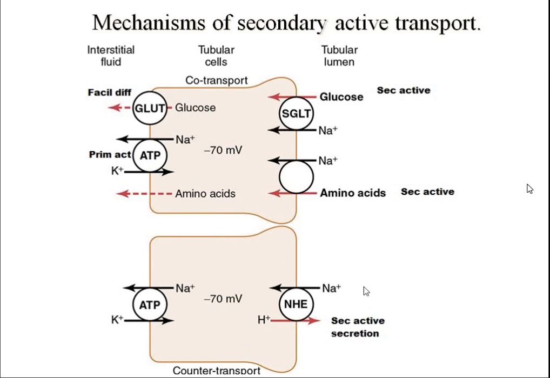Another substance which is secreted here in the tubular lumen is the hydrogen ions. Again, this is an exchange port. When sodium is moving inside, due to its gradient, hydrogen at the same time is secreted out. This is also an example of secondary active transport which is taking place. So we can see that hydrogen is secreted by this particular mechanism due to sodium, and amino acids and glucose are transported inside the cells by secondary active transport.